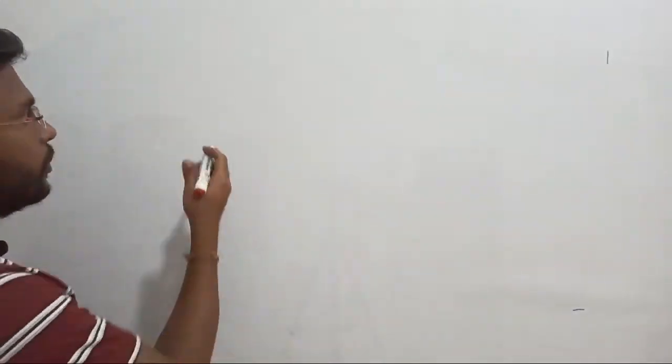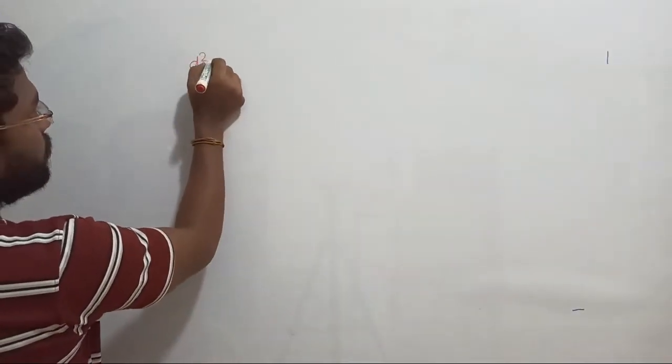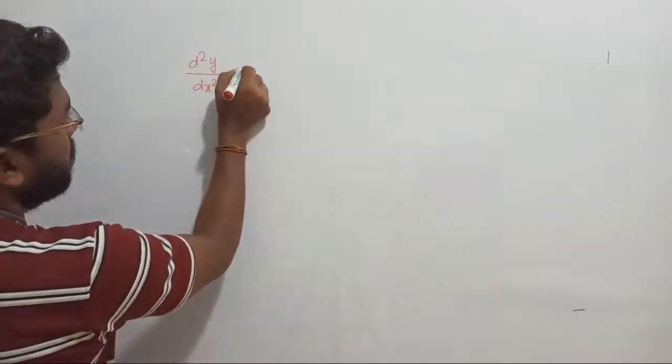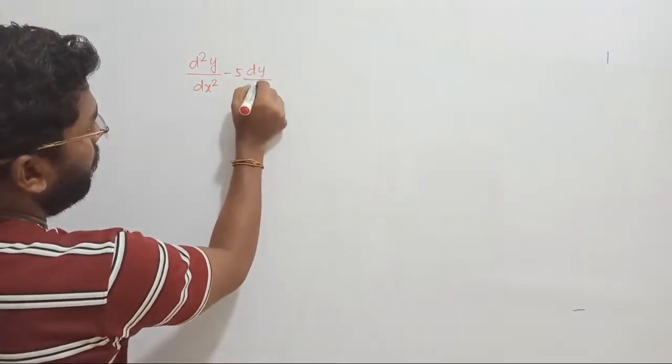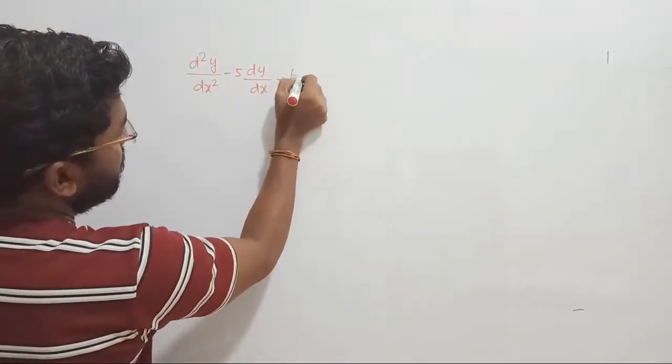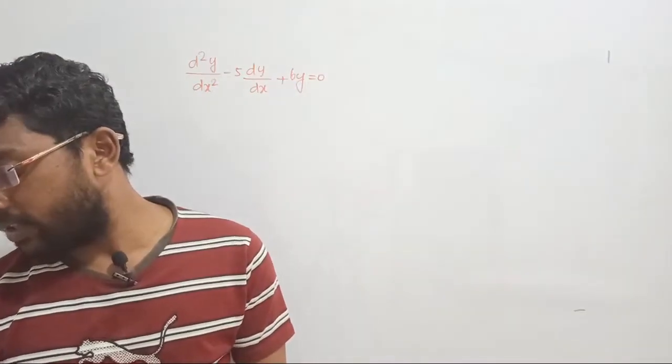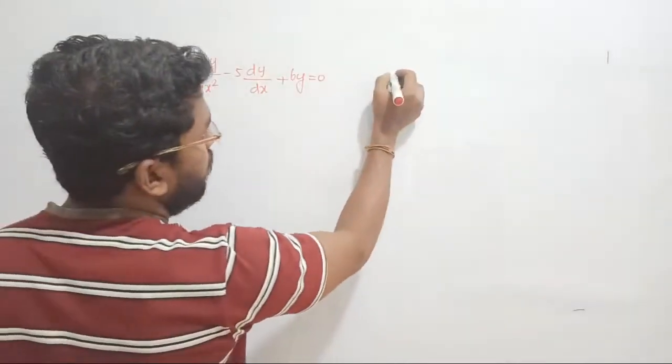Okay, let's see. The next question is d square y upon dx square minus 5 into dy upon dx plus 6 times y equal to 0. That is what they have given, I think. Yeah, that's correct. And the solution for this equation.